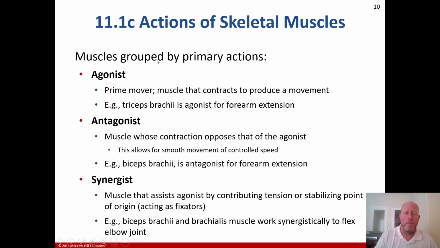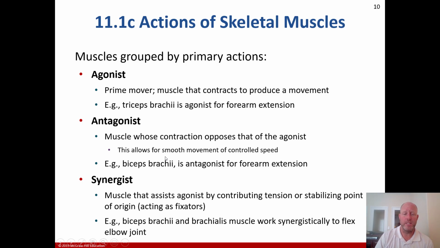And then as far as actions, muscles are grouped by primary actions. An agonist is also referred to as a prime mover, the muscle that contracts to produce the movement. The triceps brachii is the agonist for the forearm extension. In other words, you're straightening out your elbow, your forearm is moving away from your humerus. As it moves away and goes into extension, the triceps perform that action, whereas the biceps perform the opposing action. In the situation where you're going into elbow extension, where the triceps do the work, they are the agonist, whereas the antagonist is going to be the biceps.